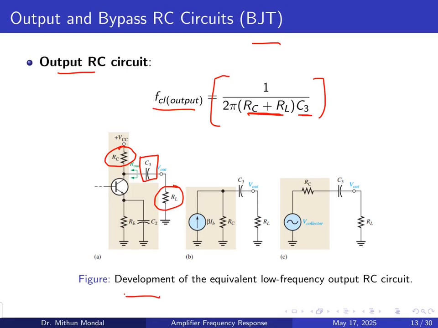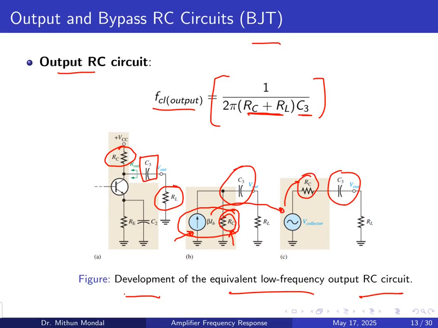For the development of this equivalent low frequency output RC circuit, we can check that the BJT can be replaced with a current source. So this is the dependent current source in parallel with the collector resistor. When we apply source transformation, we get a voltage source. If a current source is in parallel with a resistor, we can convert that to a voltage source in series with the resistor. So a voltage source in series with the same collector resistor, and the C3 will come here. So this is the simplified equivalent low frequency output RC circuit of the BJT.